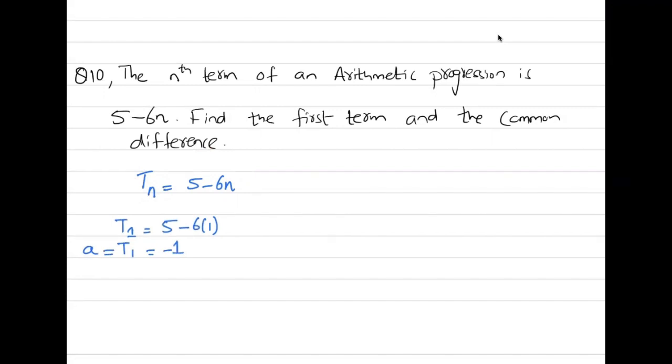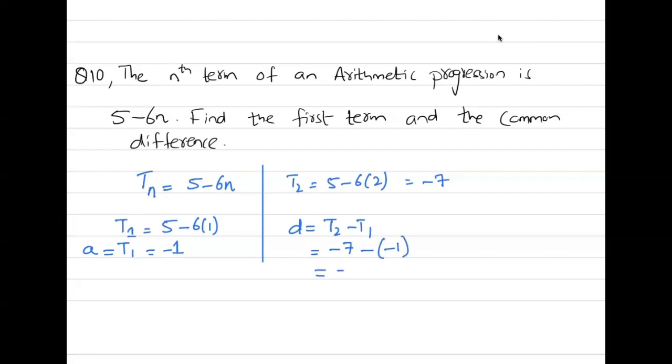Now to get the common difference, I need the difference between two consecutive terms. So if I have T1, I need to find T2 now. T2 is going to be 5 minus 6 times 2, that is 5 minus 12. Negative 7. Now T2 is negative 7. So what is going to be the common difference? Common difference is the difference between the consecutive terms. Minus 7 minus 1. Negative 6. So common difference is negative 6 and the first term is negative 1.